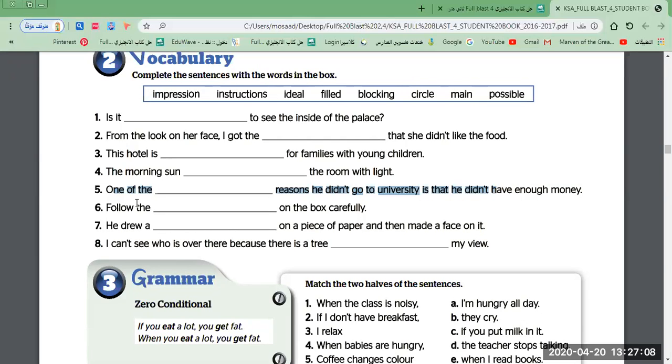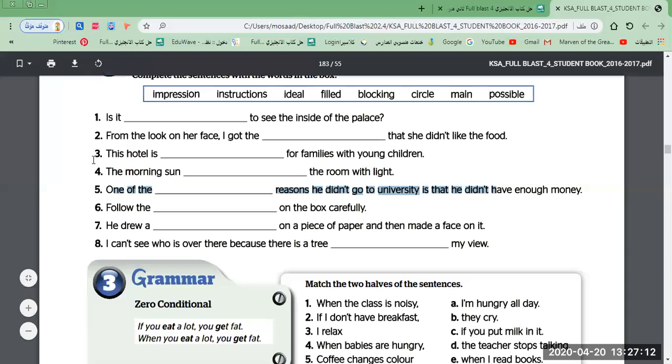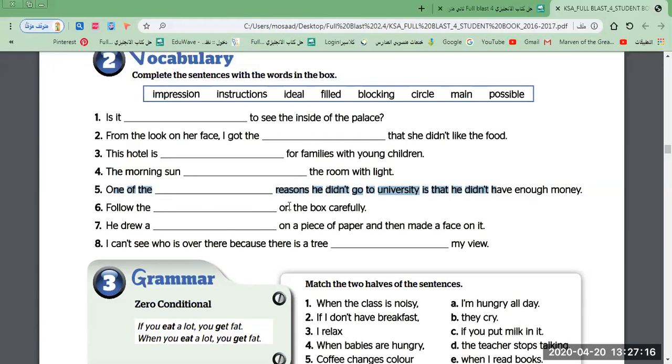Follow the instructions on the box carefully. Again, Mr. Rakan. Follow the instructions on the box carefully. You are number 5, Mr. Rakan. Yes, number 6 is follow the instructions on the box carefully, but start reading number 5.